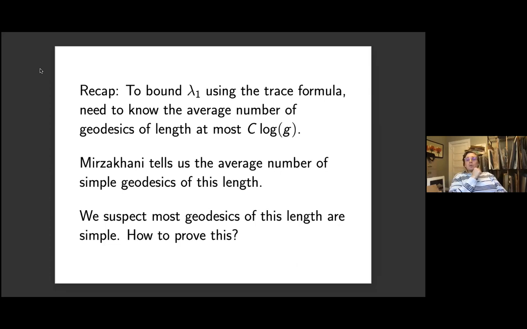To bound lambda 1 using the trace formula, we want to know the average number of geodesics of length at most C log G. Mirzakhani tells us that the average number of simple geodesics of this length is about e to the L over L. And we suspect or conjecture that most geodesics are simple. So in essence, we need to prove this statement: how to prove that most geodesics are simple, or to rephrase that, how do we prove that there are few geodesics that are not simple?